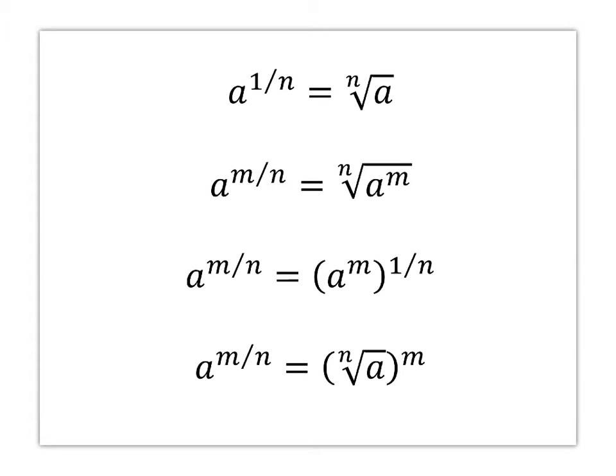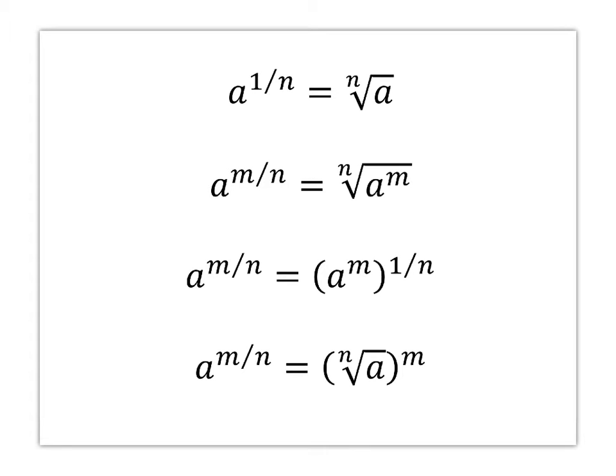Here are some formulas that we use when we're dealing with rational exponents. A to the 1 over n power can be written as the nth root of a. A raised to the m divided by n power can be written as the nth root of a to the m. A to the m divided by n power can also be written as the quantity of a to the m raised to the 1 over n power. And a to the m divided by n can be written as the nth root of a, all raised to the m power.